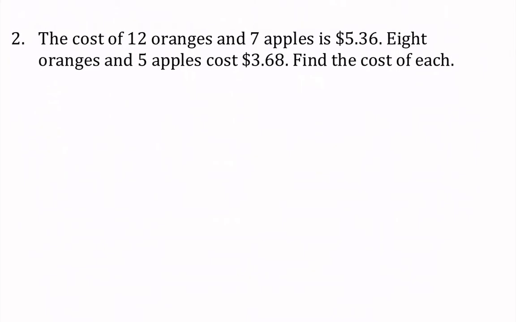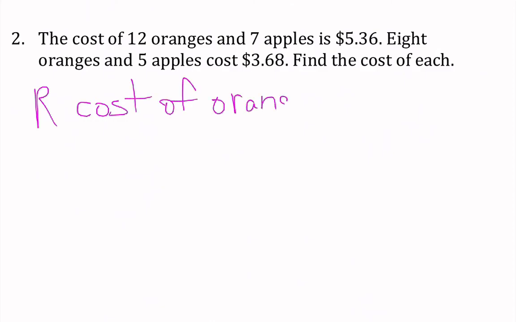Okay, so we know the cost of 12 oranges and 7 apples is $5.36. 8 oranges and 5 apples cost $3.68. Find the cost of each. So I need to find the cost of each orange, I need to find the cost of each apple. So I don't want to use O to represent orange because O looks like a 0, so I'm going to use the second letter, which is an R, and that's going to stand for cost of orange. My other one is the cost of the apple, so I'm going to use an A.